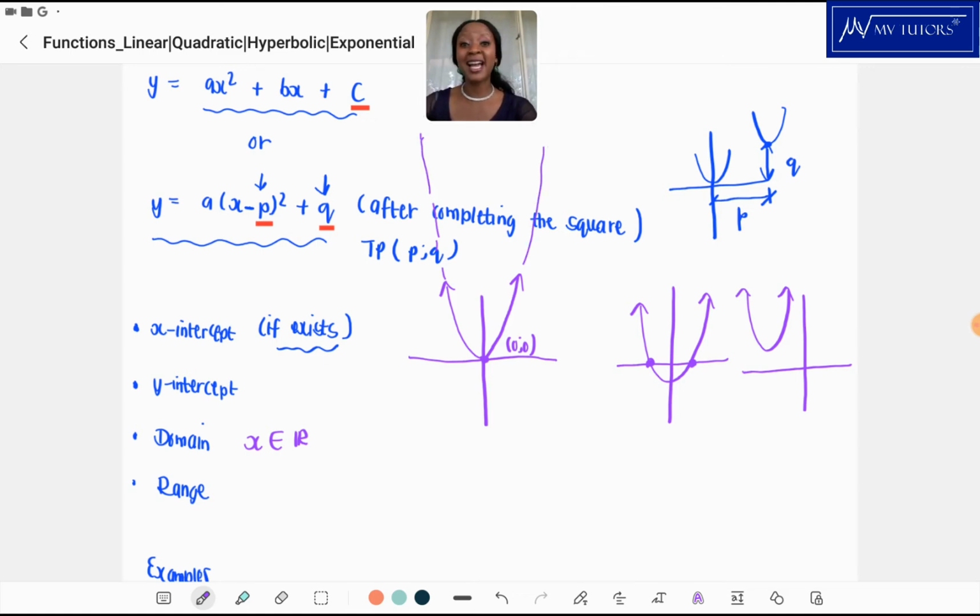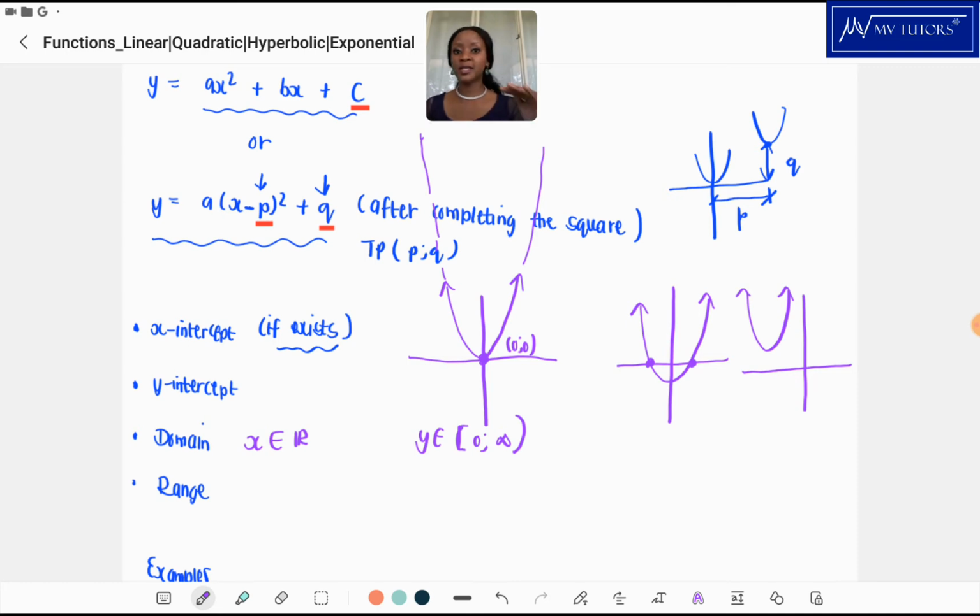It can go on unless the domain has been restricted, but it can go on. But with the range, remember, range, those are the y values, it depends. If you have a value of a that is positive, then you definitely have a minimum, okay? Your minimum, let's say it's here. So your range in this case, if I'm looking at this one, would be y is an element of, maybe a square bracket here, 0 to positive infinity.